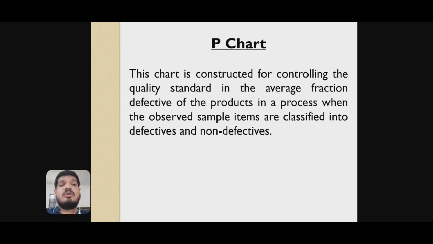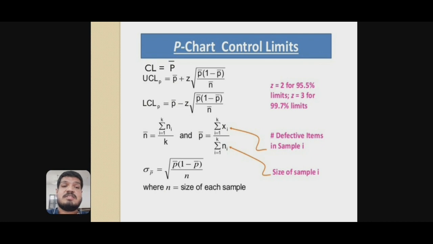Right. So this chart is basically constructed for controlling the quality standards of a particular product of a particular company. In the same way, the CL, UCL and LCL for the P chart can be given by: CL is P bar, UCL is P bar plus Z under root of P bar into 1 minus P bar upon n bar, and LCL is given by P bar minus Z under root of P bar into 1 minus P bar upon n bar.